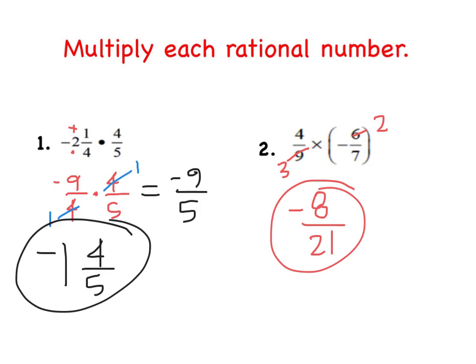The answer for number 2 is -8/21. I did some cross-canceling, took out a factor of 3 from the top and bottom, and then I multiplied straight across. Positive times negative stays negative, so I get -8/21.